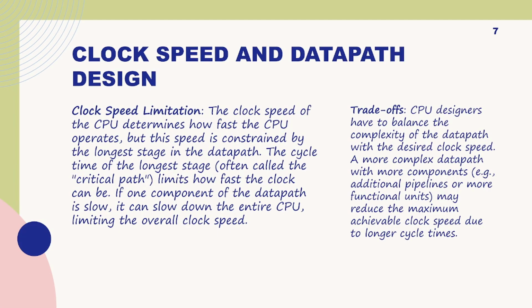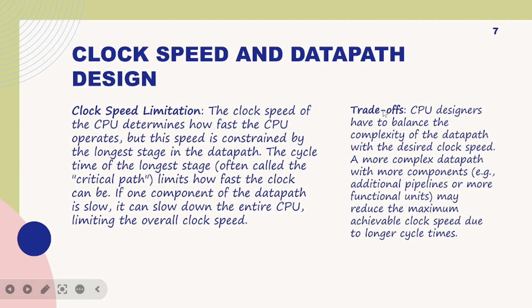Clock speed and data path design. Clock speed limitations. The clock speed of the CPU determines how fast the CPU operates, but this speed is constrained by the longest stage in the data path. Yeah, so you should understand, it's self-explanatory. The cycle time of the longest stage, often called the critical path, take note of this word, critical path, limits how fast the clock can be.